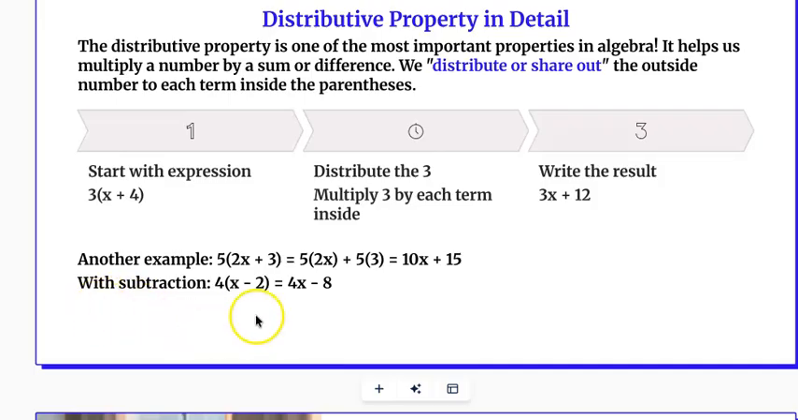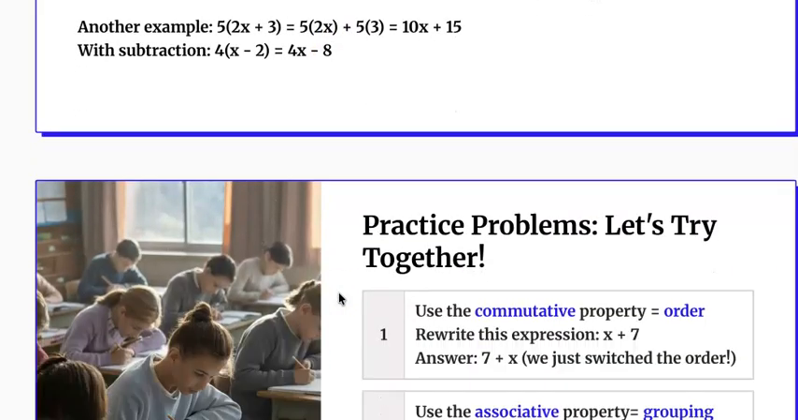Look at the subtraction version. 4 times x is 4x. 4 times 2 is 8. 4x minus 8, and that's it.